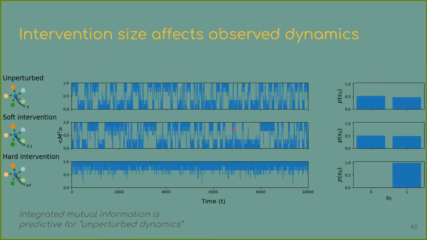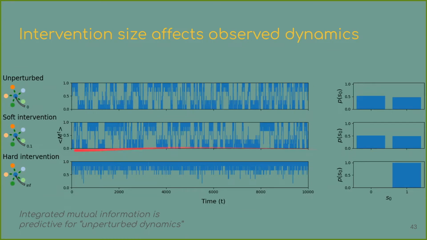So what do I mean by this? Imagine you have some system indicated by this star graph here, and this is the system response over time, the average magnetization for the kinetic Ising model. And this is the state of the node in the center, the zero node, with its probability distribution. It's nicely-ish 50-50 distributed. A soft intervention would be where I slightly change the distribution of this node in the center. What we observe is that the system response is virtually unchanged. By eye they look virtually the same, and it's also confirmed by the probability distribution of this node being virtually the same.